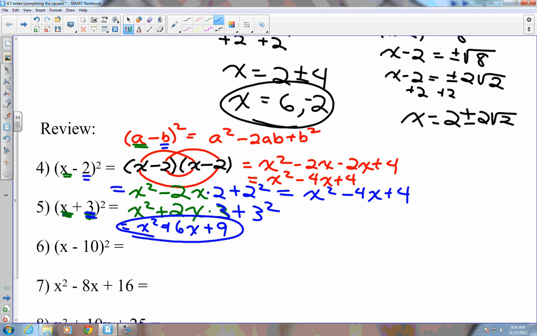Let's do this last one a little bit quicker. I take the first one squared, so I get x squared. The negative here means it's going to be minus 2 times 10 times x plus 10 squared, equals x squared minus 20x plus 100. So that's this.